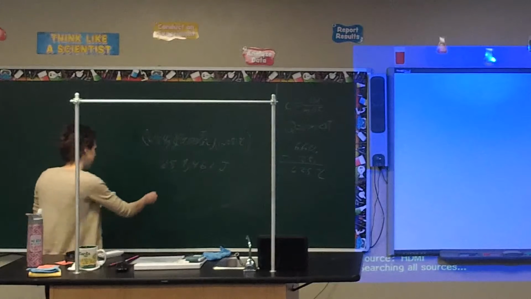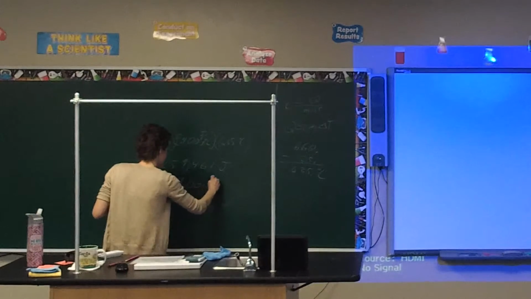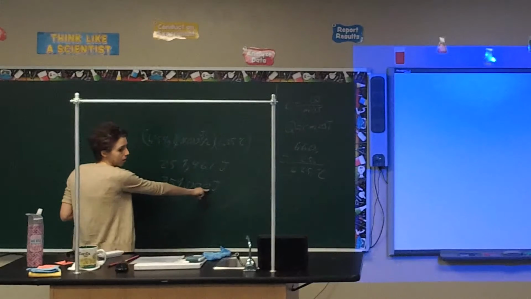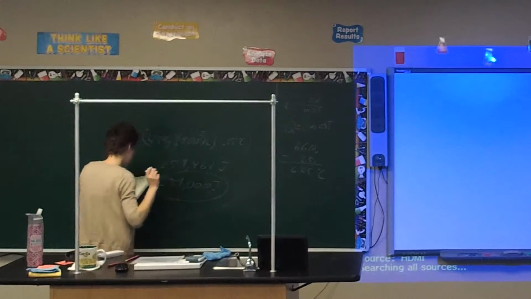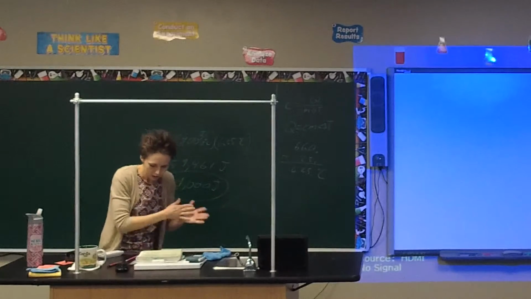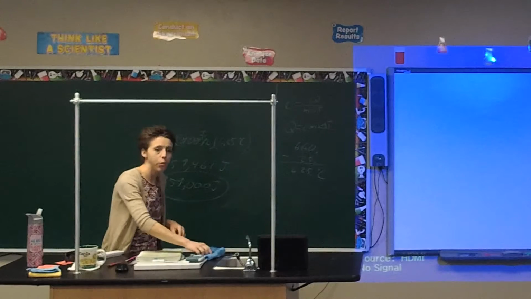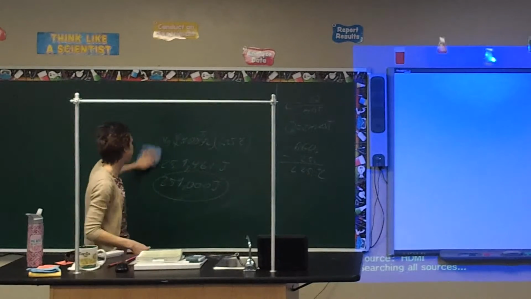Now, looking at sig figs, how many sig figs should I have? Perfect, 3. So this becomes 259,000 joules. No decimal point, remember, because that way these zeros don't count. So that becomes the answer for this one. If you have trouble with this, be sure to email me and ask me so I can help you out as best as I can and as quick as I can.